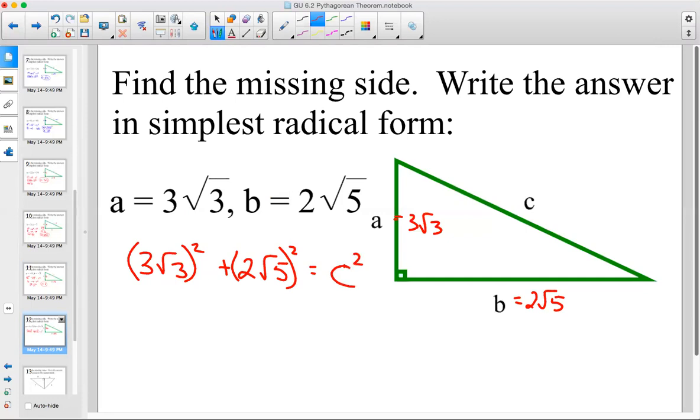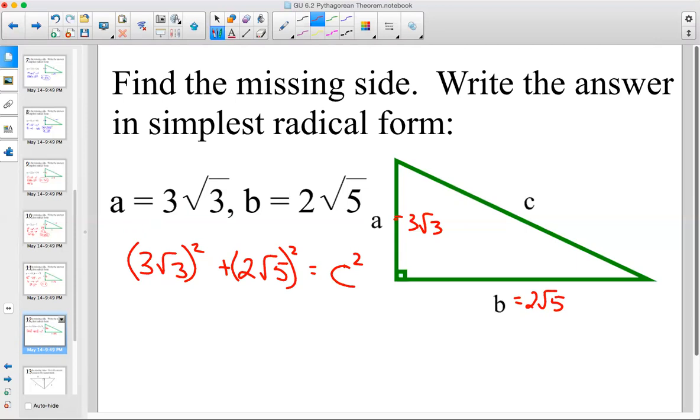Now, you'll notice how I put those in parentheses. Okay? And that's because if, in your calculator, you were to multiply 3 radical 3 squared and you don't put a parenthesis, it'll do the radical 3 squared first and give you 3. And then it'll multiply it times the 3 that's outside the radical. So you get 9.